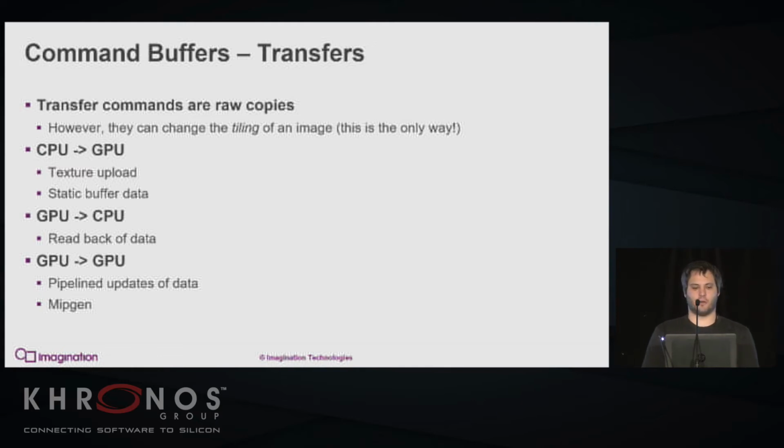Transfer commands are raw copies with some changes. They're not exactly raw copies. You can do things like changing the tiling of an image. And it's important to note that that's the only way you can change the tiling of an image, which is important for GPU to CPU readback. So obviously there's a few different directions you can transfer data on. So why would you want to do that?